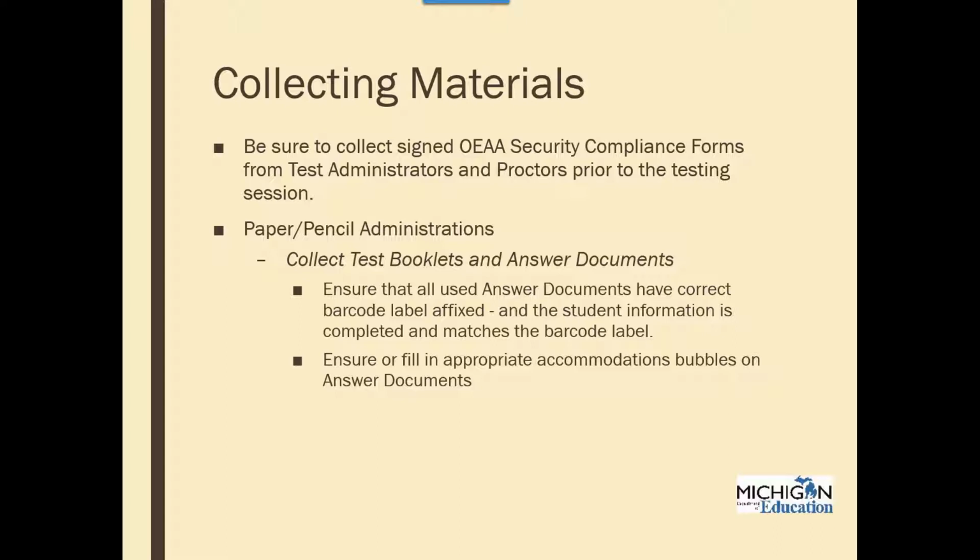For paper-pencil administrations, all test booklets and answer documents must be collected. Any used answer document must have the correct barcode label affixed, and any accommodations used need to be filled in on the answer document. Also, be sure the student information is completed and matches the information on the barcode label, in the event the barcode label becomes damaged or falls off of the document. The test administration manual includes detailed instructions for materials return.